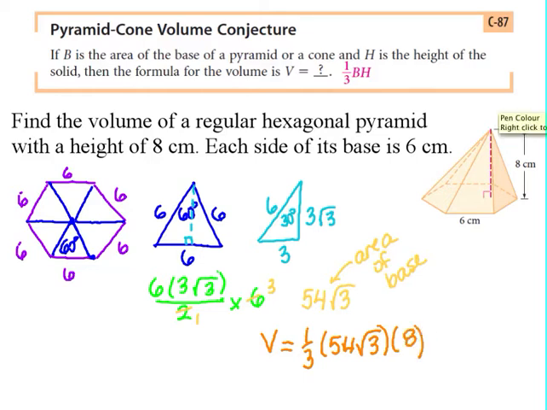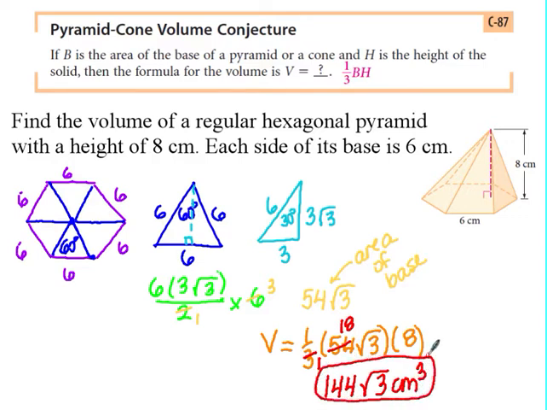So now let's try to cancel something out. Does 3 go into either 54 or 8? Yeah. 3 goes into 54 how many times? 18. So I've got 18 times 8, which is 144 root 3. The label will be centimeters cubed. Okay. So the hardest part is going to be finding the area of the base. Let's look at another one.